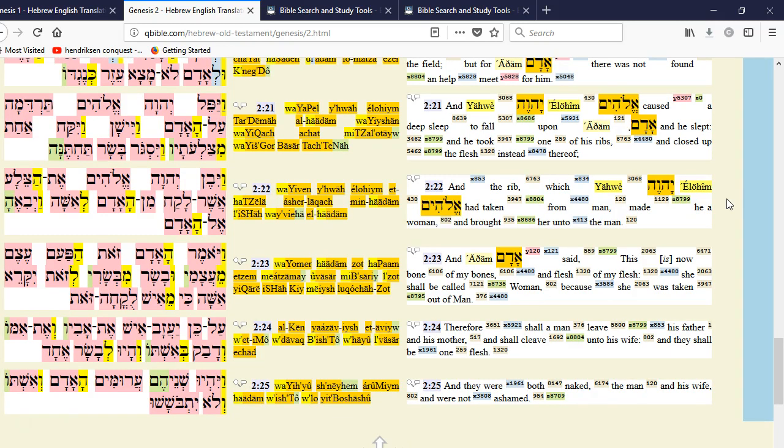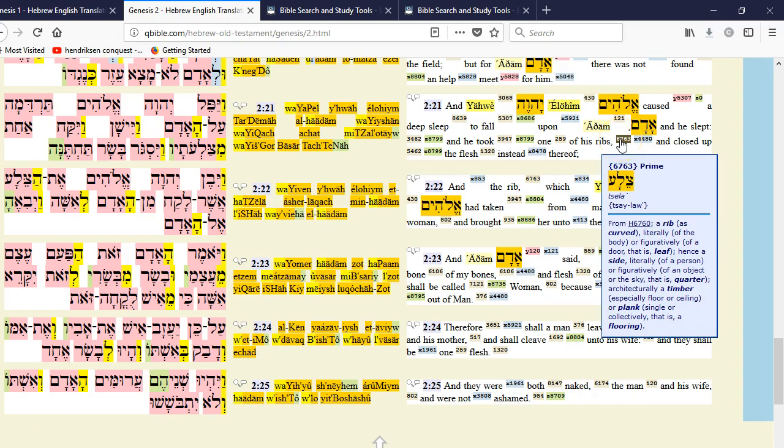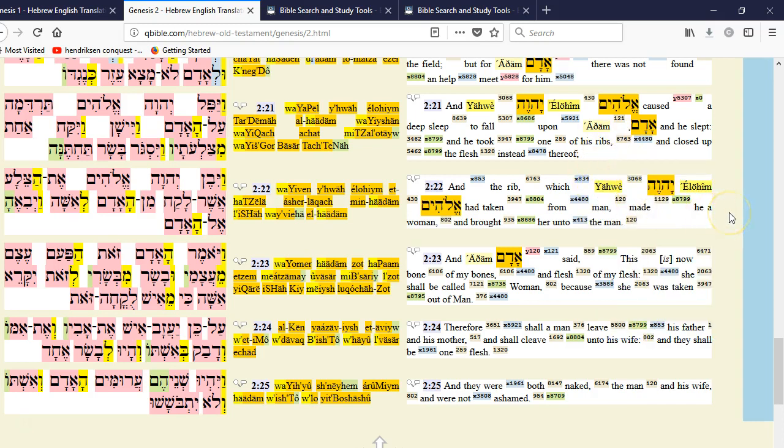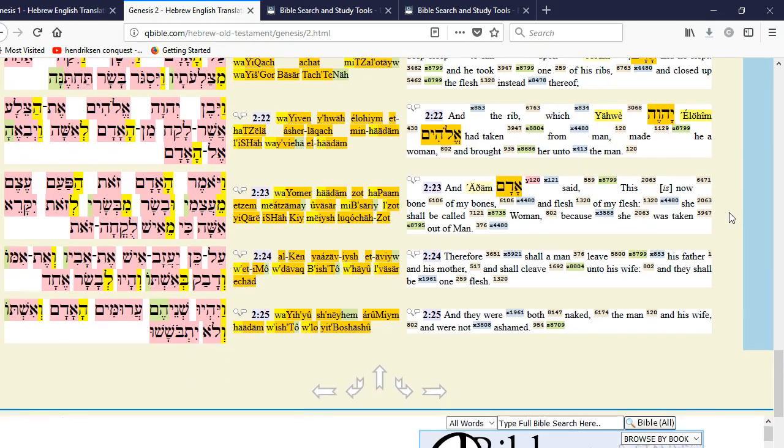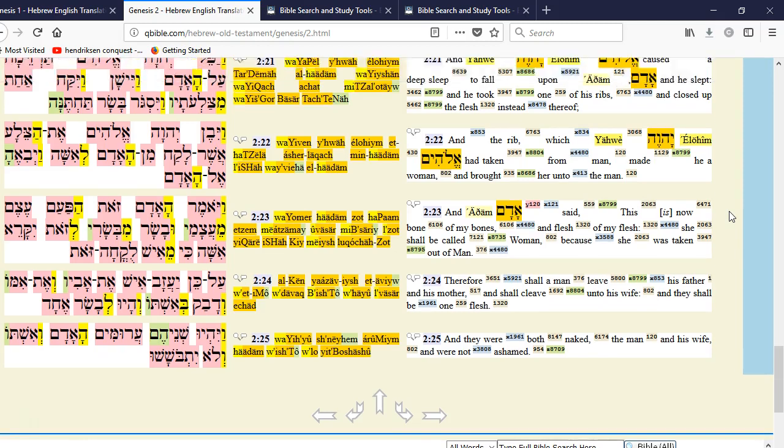And Yahweh Elohim caused the deep sleep to fall upon Adam. He slept. And it says he took one of his ribs, and there's a lot of controversy, tzelo, about that. Closed up the flesh, and he made this woman. Adam says, bone of my bone, flesh of my flesh. And then in chapter 3, he gives her a name. And there's something very interesting about that name that we have to talk about.